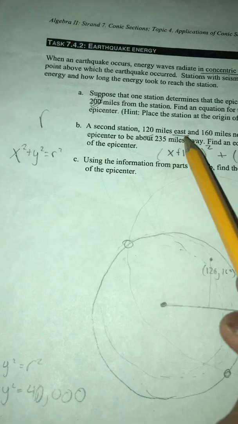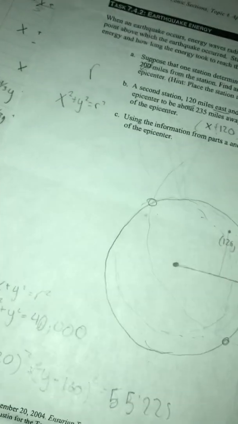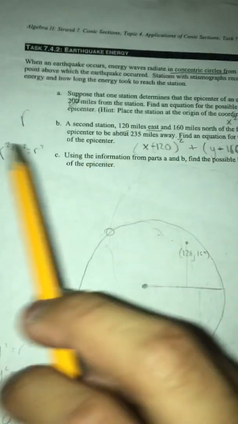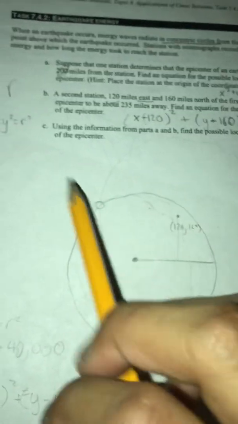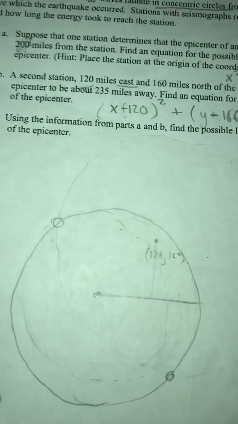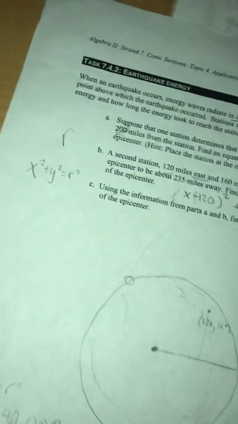And for B, since it is 120 miles east and 160 miles north, x would be going, since east is dealing with east and west, and north is dealing with north and south, you would use minus because inside the parentheses they do the opposite. And then 235 squared is 55,225. So now that we have those two equations, we can move on to systems of equations.